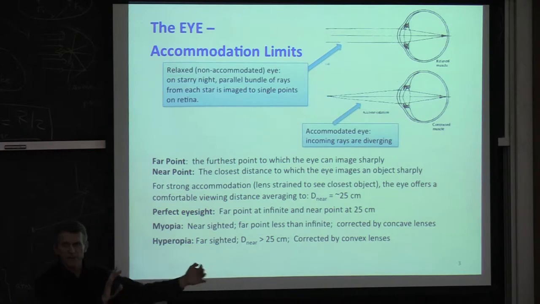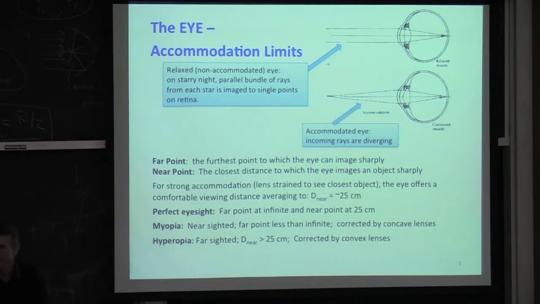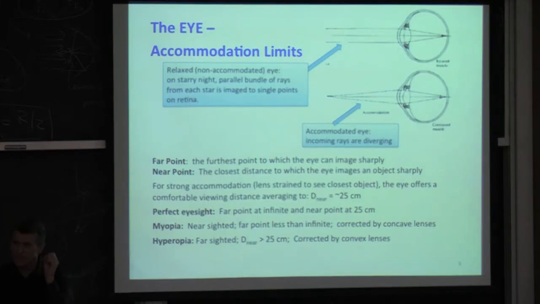And so myopia moves that closer, hyperopia moves it farther away. Yes? What does it mean if you need bifocals? So bifocals is a problem where you can't adjust the lens anymore. So in my case, which is normal, my lens is getting stiffer.